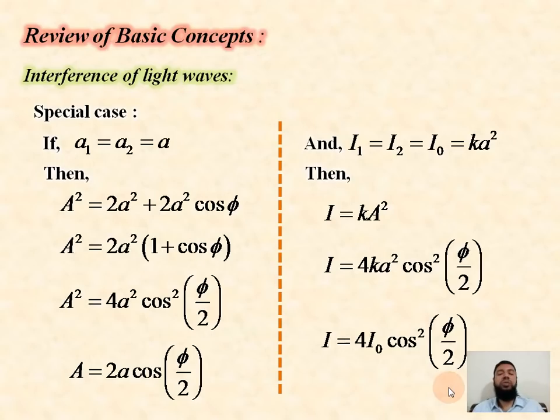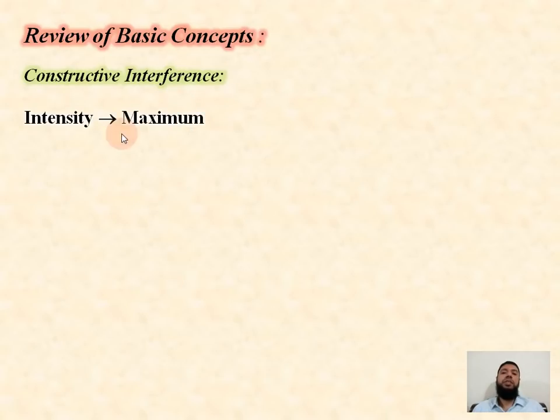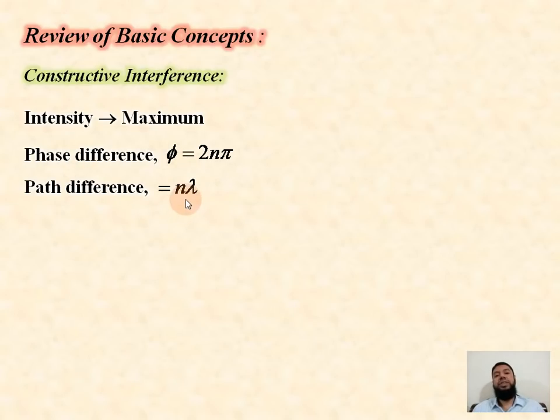The general case is very important. Then we have learned the two different cases in interference, that is constructive interference and destructive interference. Let us recall them. In constructive interference, the intensity is maximum. When does the intensity become maximum? When the phase difference is 2n pi, and the path difference is n lambda, where n is equal to 0, 1, 2, 3, and so on.